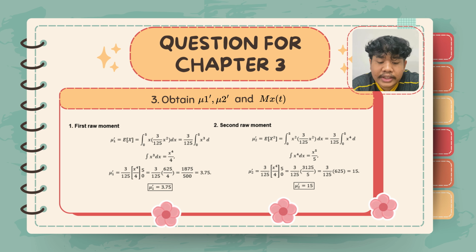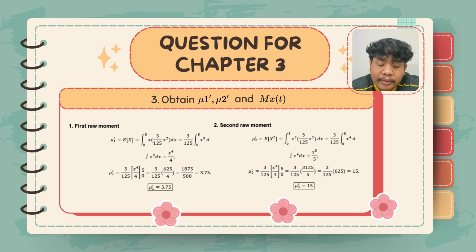Lastly, for question 3, obtain the origin moment 1, origin moment 2 and the central moment. First, the raw moment: we use the formula moment about the origin equal to E(X). So we get the integral from 0 to 5 of x times 3 over 125 x squared. Then we integrate x cubed and get x to the power of 4 over 4. Next we substitute 5 into the expression, and we get 3 over 125 times 625 over 4.